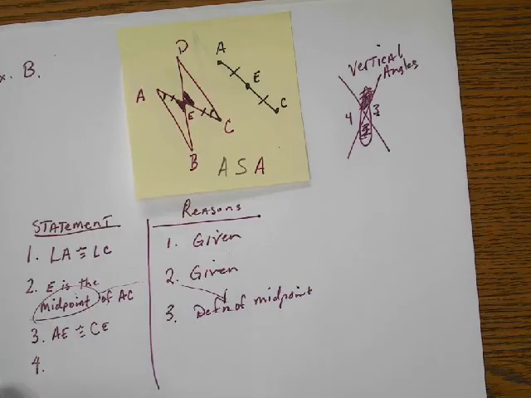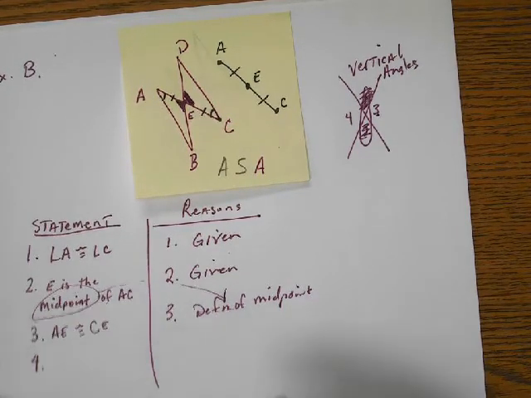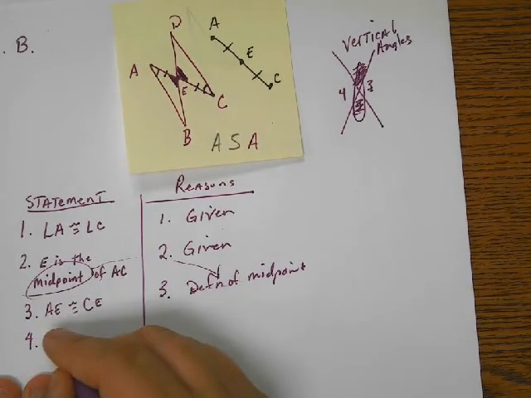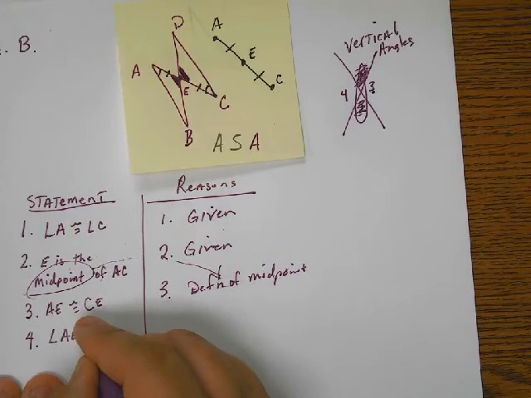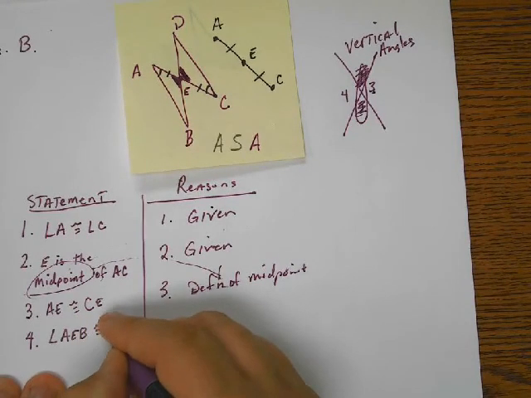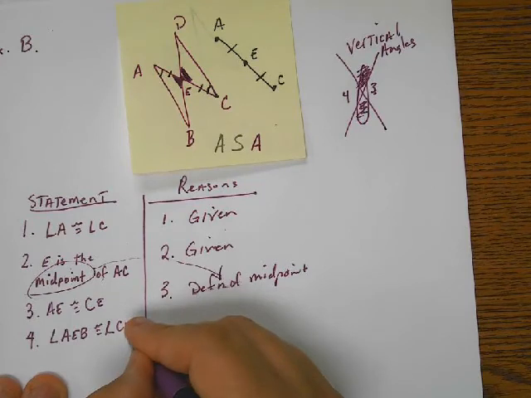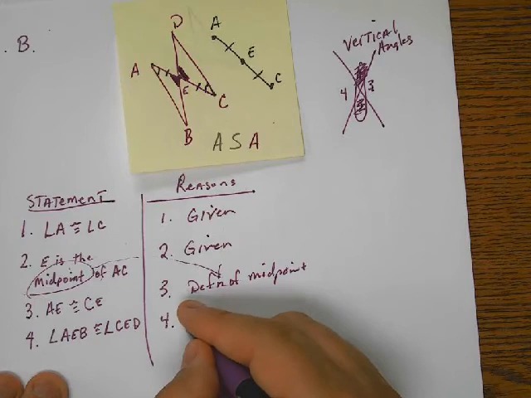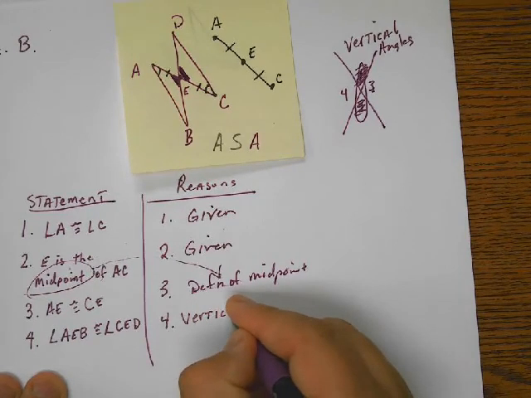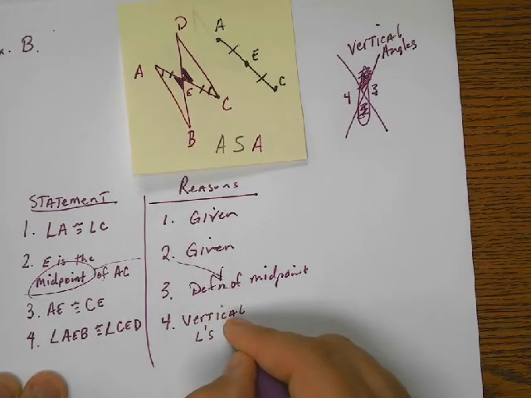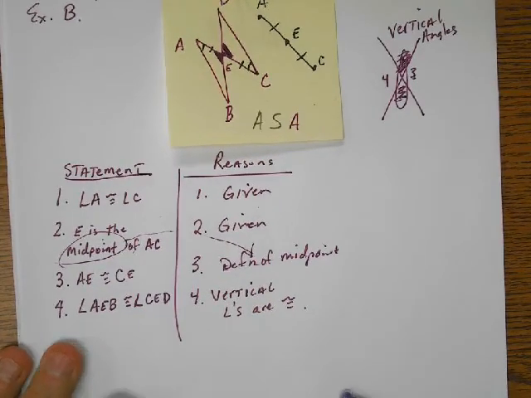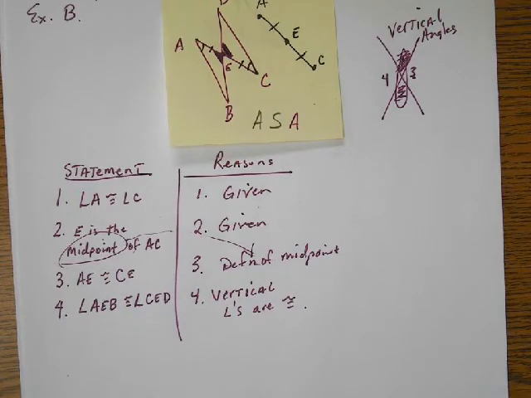You can say it either way. No difference. That's right, Jay. Okay, so AE is congruent to CE. And then what we just got done saying is that angle AEB is congruent to angle CED. And Raven said again, vertical angles are always congruent. Not sometimes. They are always congruent. You just got to remember that.